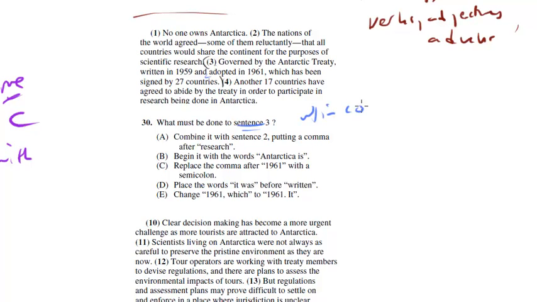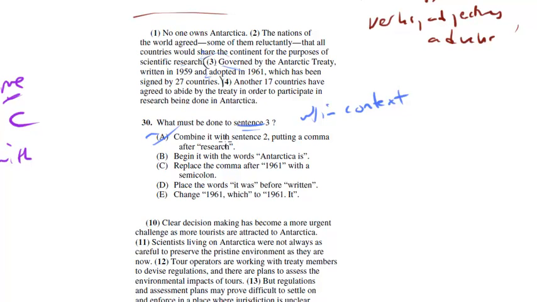Within the context, it's got to work within what the author is trying to say. So let's see. A, combine it with sentence 2, putting a comma after research. The nations of the world agree that all countries would share the continent for the purpose of scientific research, governed by the Antarctic Treaty. Because the question is, is that research really governed by the Antarctic Treaty? Not really. It's going to be Antarctica. But the problem is also that it's just very run-on-y. It's not really improving it very well. You can leave it if you like it, but I'm going to get rid of it.